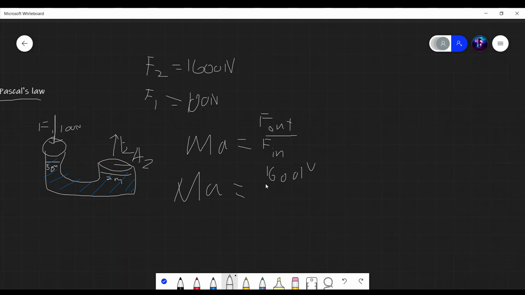So we're just going to write it: MA is equal to 1,600 newtons divided by 100 newtons. That will give you a mechanical advantage of 16. Hopefully you know how to do it. Hopefully it's not confusing. You're just going to use this formula. If you have trouble, you can also write it like this: MA is also equal to F2 divided by F1, because the force that's going in is F1 and the force going out is F2.